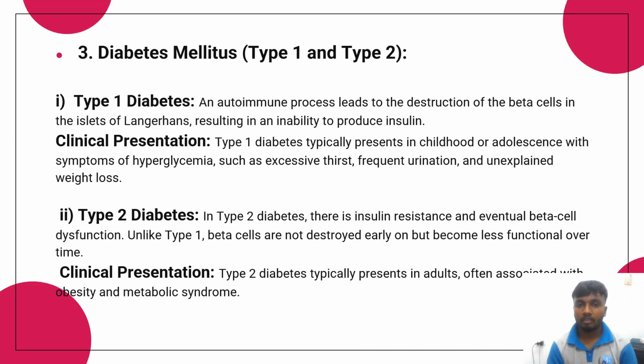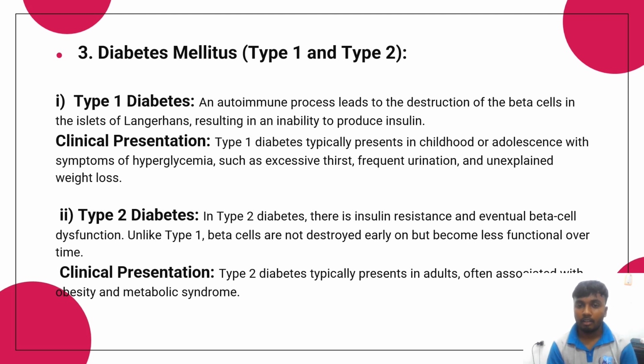Hello, I am Guru Avinash. Now we can discuss the third clinical correlation, that is diabetes mellitus, type 1 and type 2. Type 1 diabetes, an autoimmune process leads to the destruction of the beta cells in the islets of Langerhans, resulting in an inability to produce insulin.